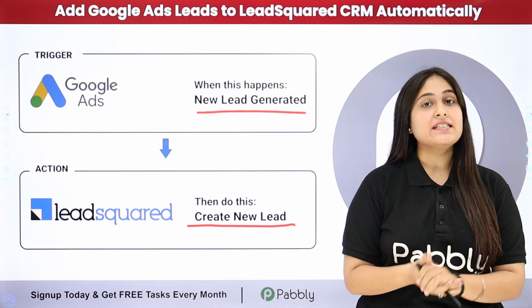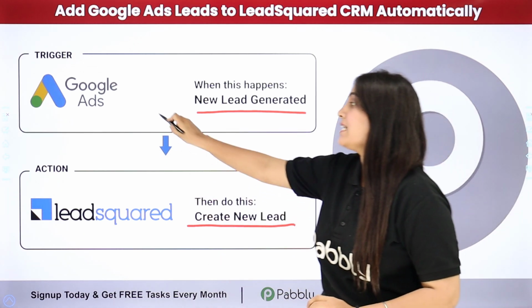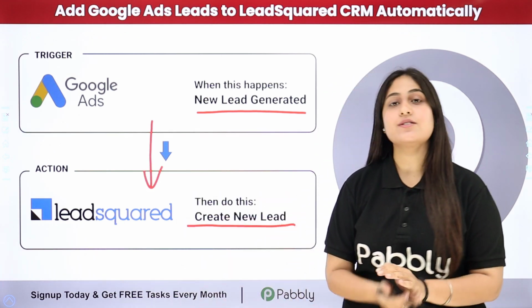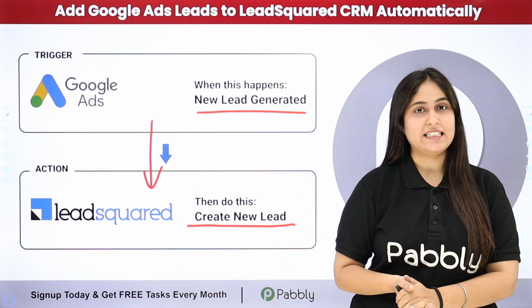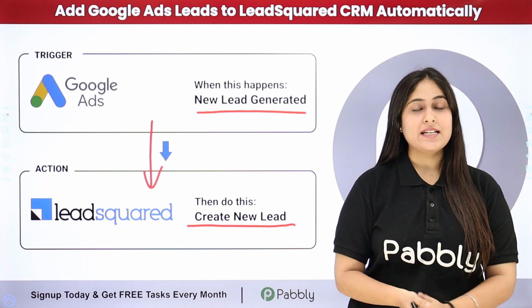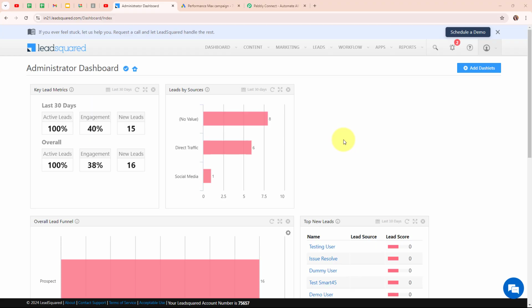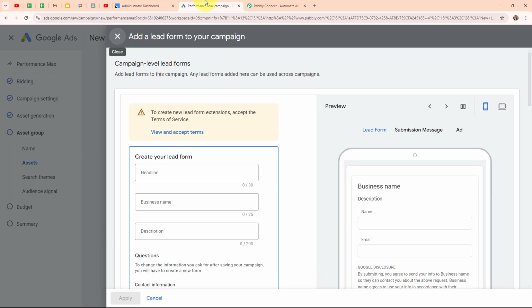So to automate this entire process, I need to connect these applications using an automation software named Pably Connect. So to learn this process step by step, let me take you to my screen. Welcome to my screen. As I've already mentioned in my introduction, I run a real estate agency and I use Google Ads to generate leads for people interested in buying or renting properties. Managing these leads manually is difficult and I risk missing out on potential clients.